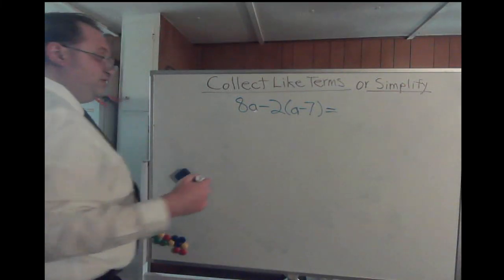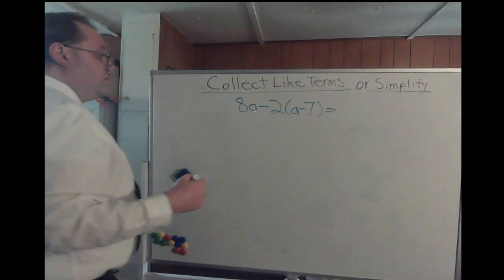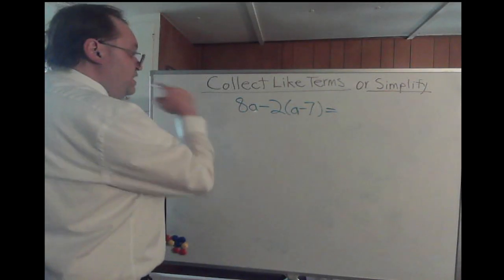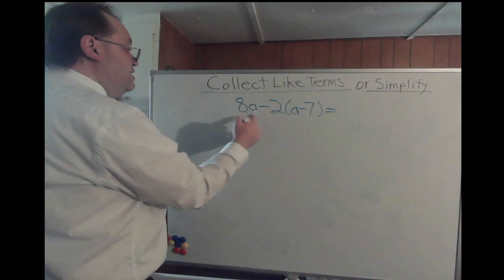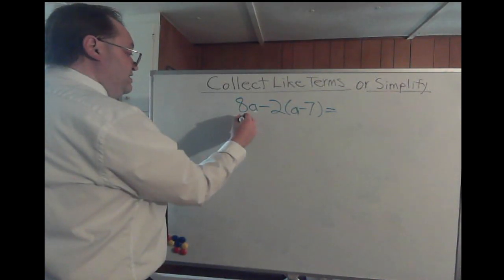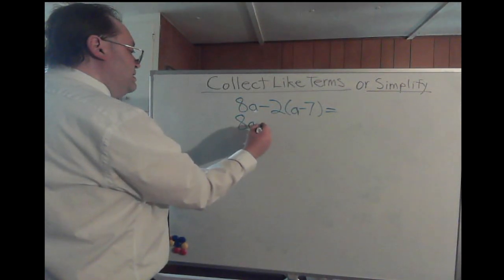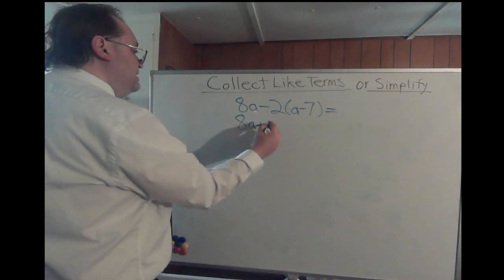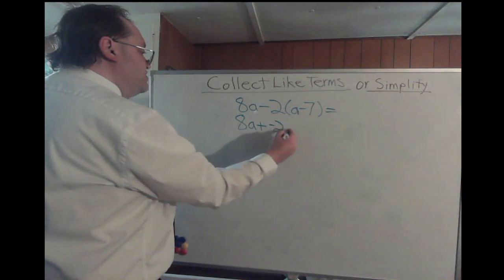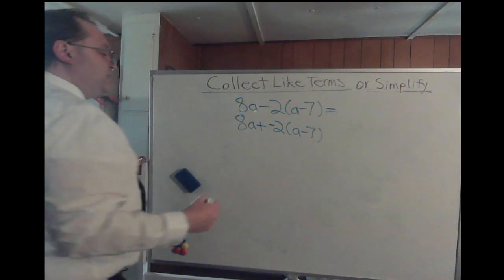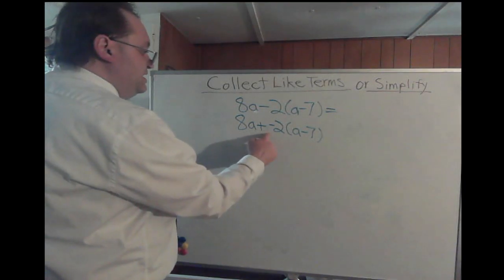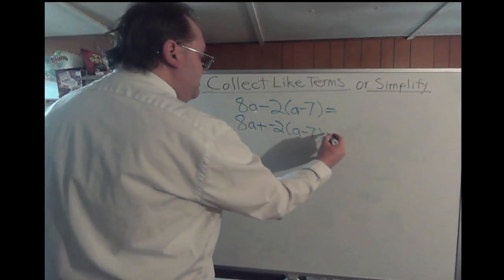Again, do your distributive property first. Well, first, let's rewrite this here. It's going to make our lives a lot easier for the distributive property. When you minus, you add a negative. So you'll have 8a plus negative 2 times a minus 7. So you would have 8a plus negative 2 times a minus 7.